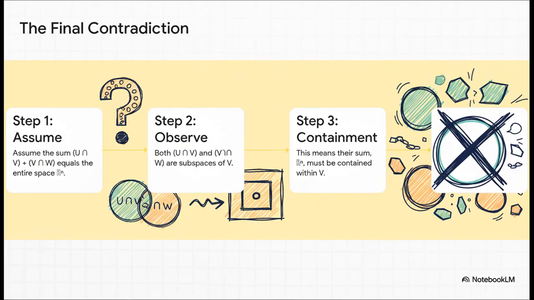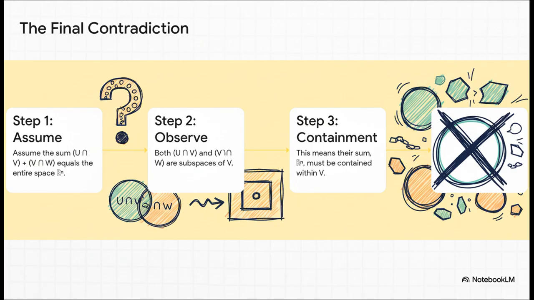You guessed it, we're going to use proof by contradiction one last time. Let's just assume for a second that this alliance is possible. Let's assume they do add up to the whole space. We'll take a look. Both chunks of our sum are parts of the subspace V, right? That means when you add them together, the result has to live completely inside V as well. But hold on, if their sum is the entire space Rn, that means Rn itself has to be inside V. The only way that can happen is if V is Rn.